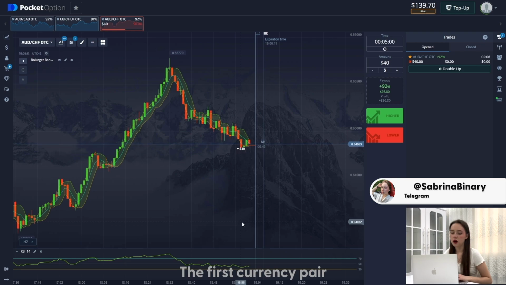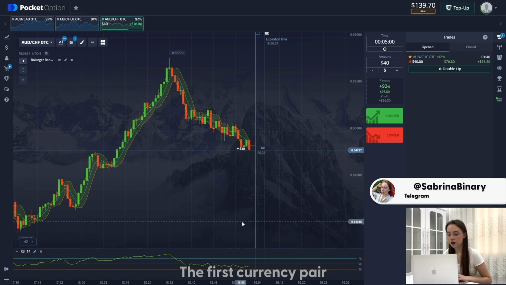Bollinger Bands are characterized by the following features. First, if the borders of the channel diverge, it indicates a continuation of the current trend. If the outer Bollinger Bands are narrowing, it may indicate the fading of the trend and its possible reversal.